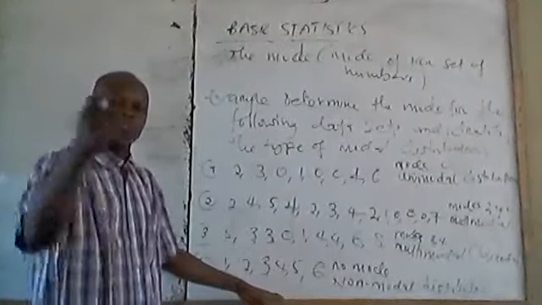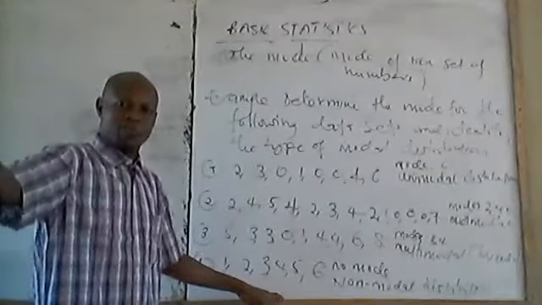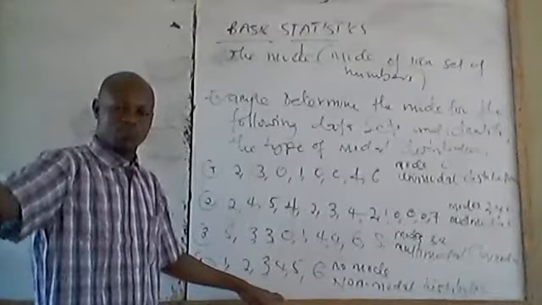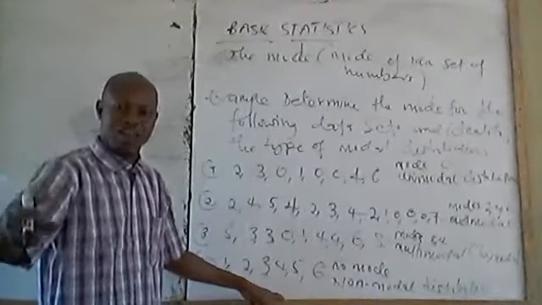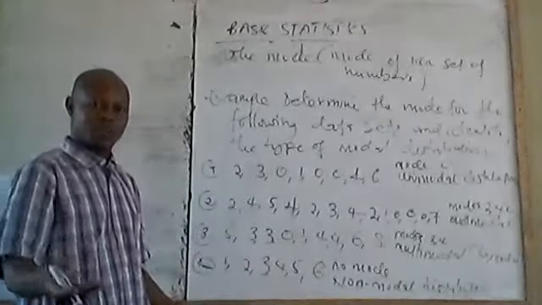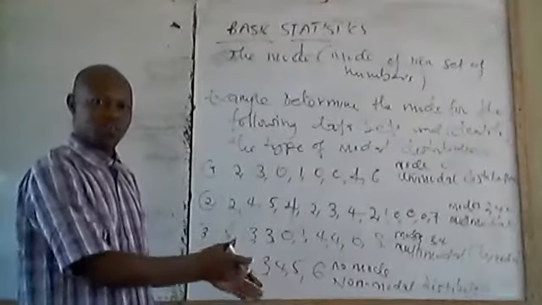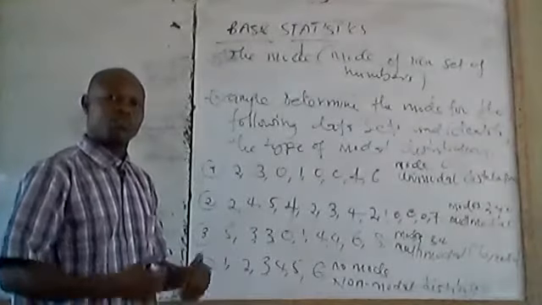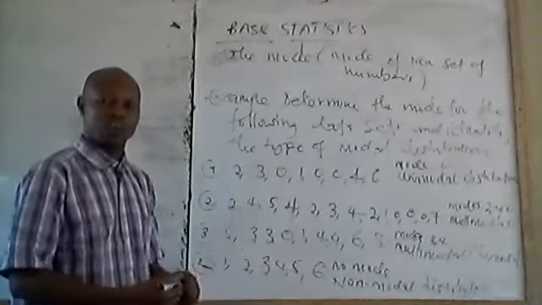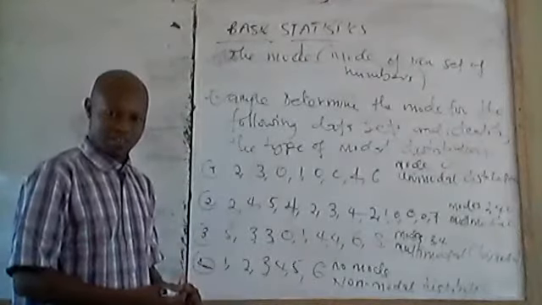But remember, we have 4 types of modal distributions: unimodal distribution, bimodal distribution, multimodal distribution, and then the non-modal or the null-modal distribution. I have put some examples in the handout that are not the same as this one. So study this one, add to the handout, and complement your learning of modal distributions and how to determine the mode given a set of data.